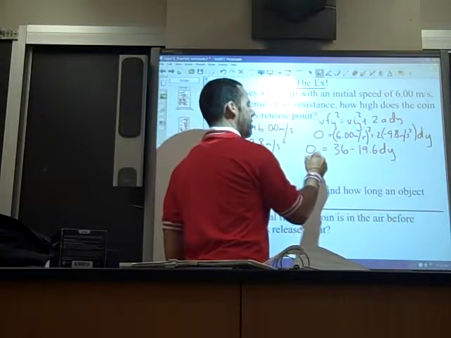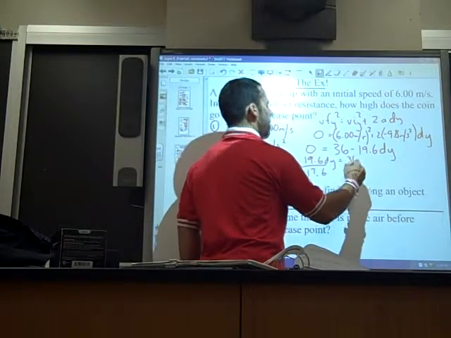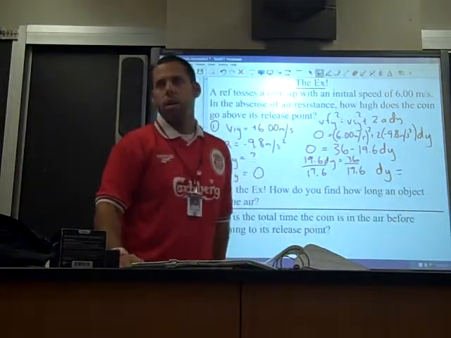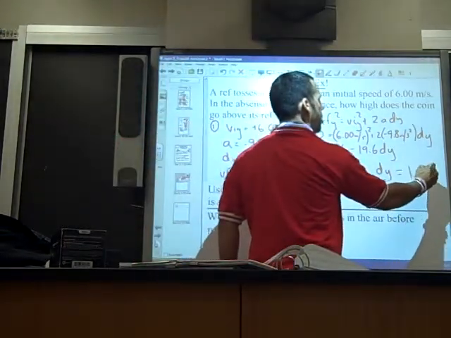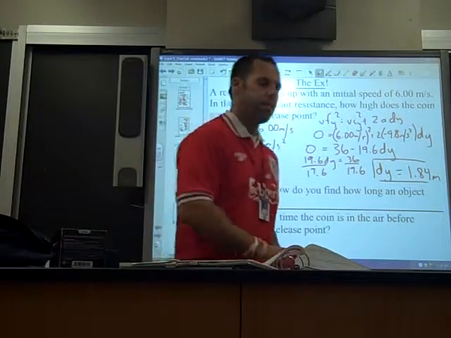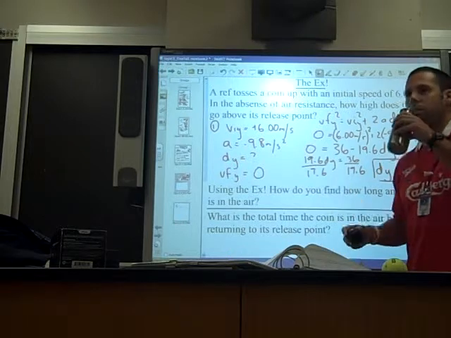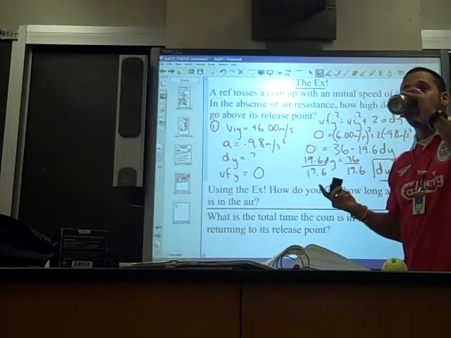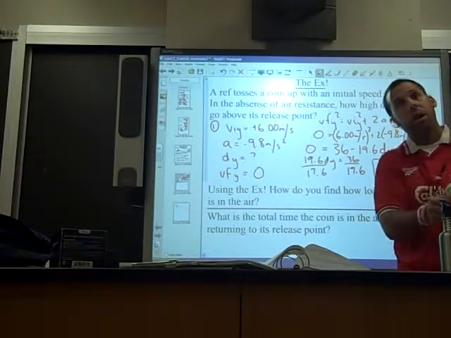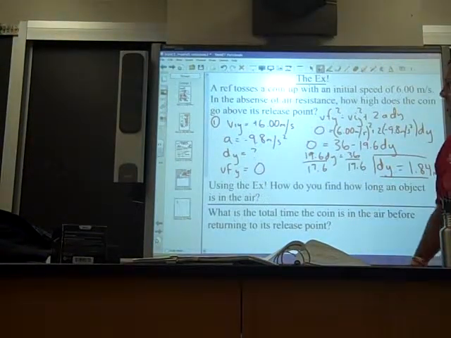Take the 19.6 over to the other side. 19.6 dy equals 36. Divide both sides by 19.6. dy equals, let's say, 1.84. Positive or negative? Positive. Why does that make sense? Mathematically, yeah, but why does that make sense? Distance going up. I'm looking at how high the coin goes. It came out positive. We like that. Always see if your answers make sense.